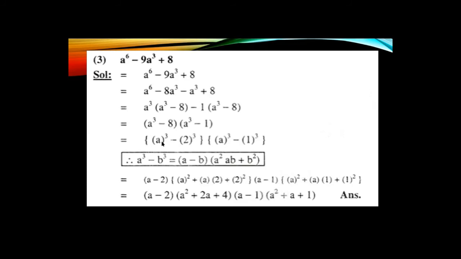So in this formula, in the first bracket, a minus 2, a square plus a into 2 plus 2 square. And in the second bracket, the formula is going to apply like a minus 1, a square plus a into 1 plus 1 square. Now the answer will be, just simplify the second bracket, a minus 2 as it is. A square plus a into 2, 2a, and 2 square is 4. And a minus 1 as it is, a square plus a into 1, a, plus 1 square is 1. So this is the answer of question number 3.